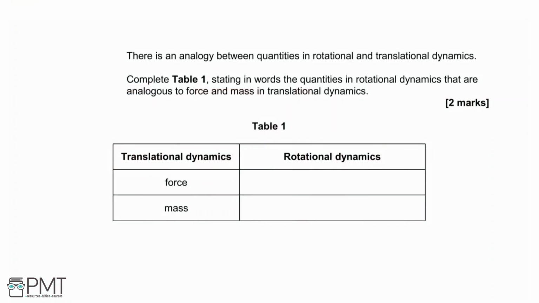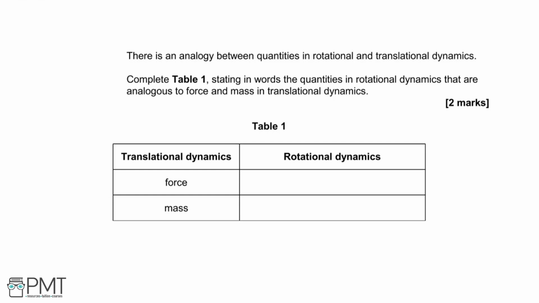There is an analogy between quantities in rotational and translational dynamics. Complete Table 1, stating in words the quantities in rotational dynamics that are analogous to force and mass in translational dynamics. We've got a table here with translational dynamics and two quantities that follow along with that, force and mass, and then we've got a column with rotational dynamics. Now the first thing to include for force would be torque.